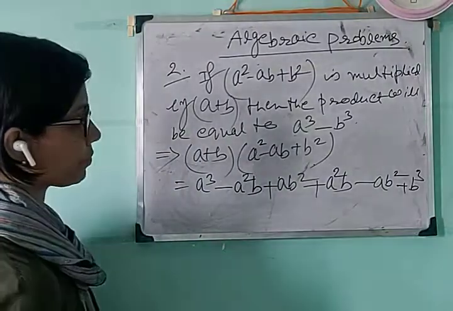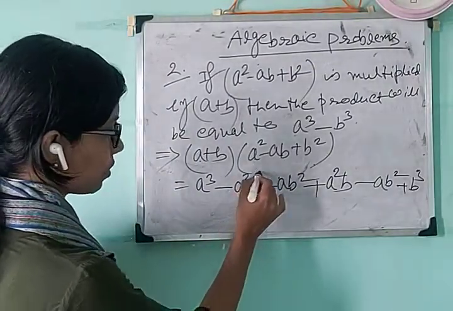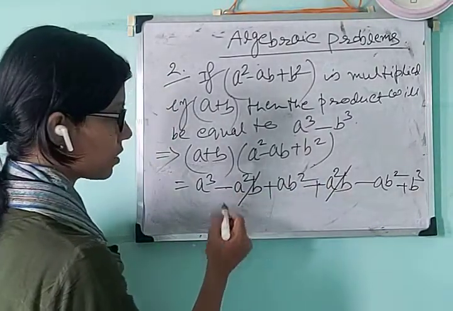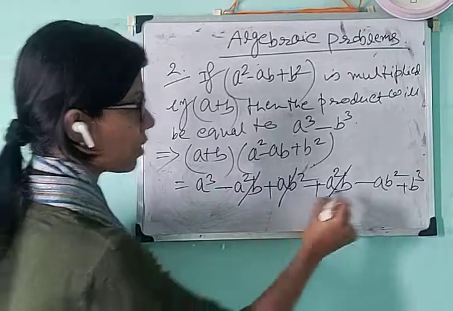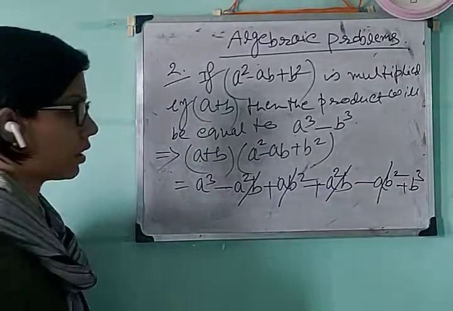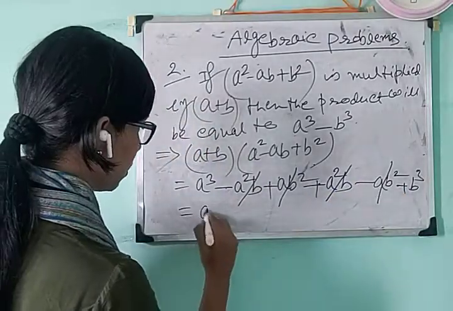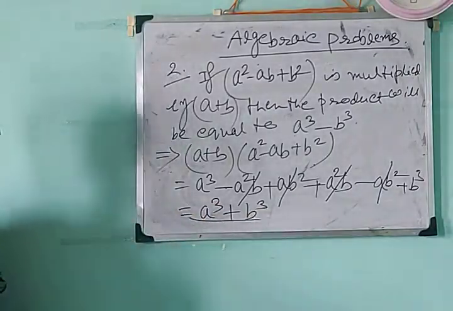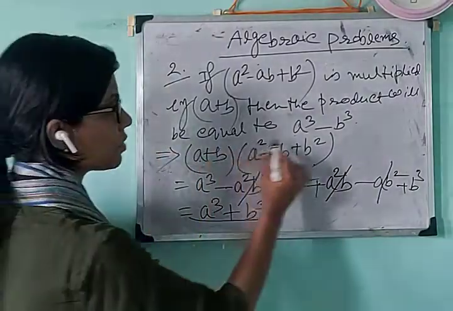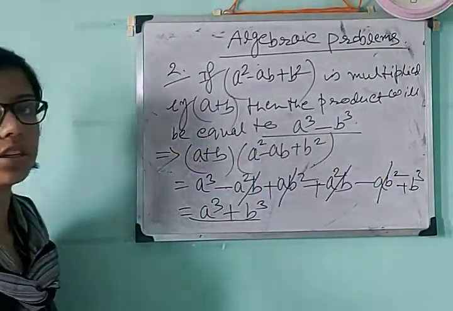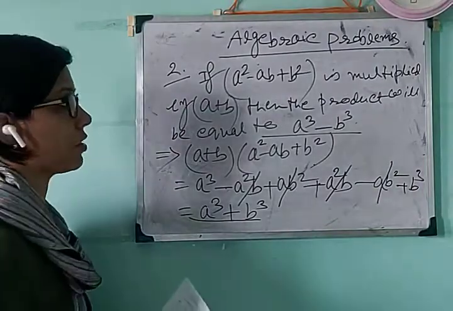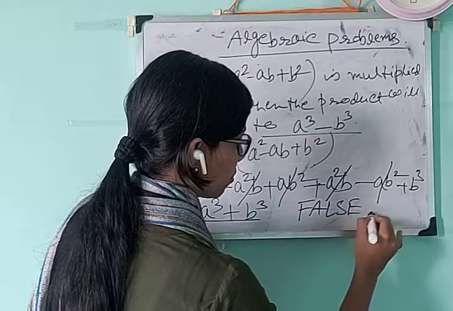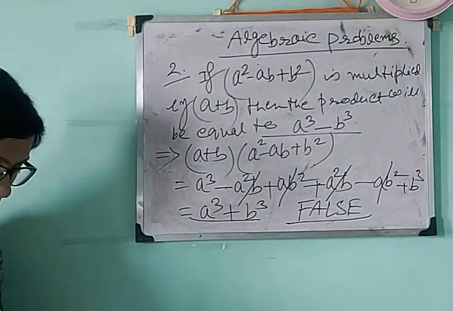So we can see that here a square b and a square b cut down, plus and minus, and here also plus ab square and minus ab square cut down. So the remaining part is a cube plus b cube. We are getting a cube plus b cube, and the statement is saying to get a cube minus b cube. These two are not the same. So the statement is not correct, and we should say this is a false statement.